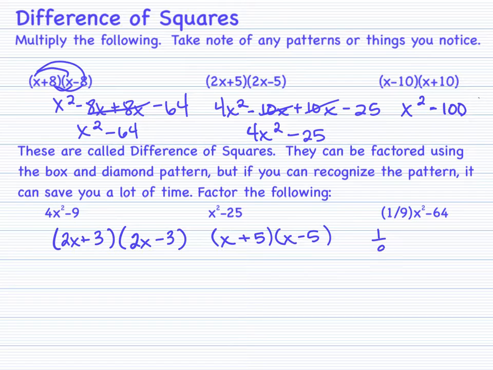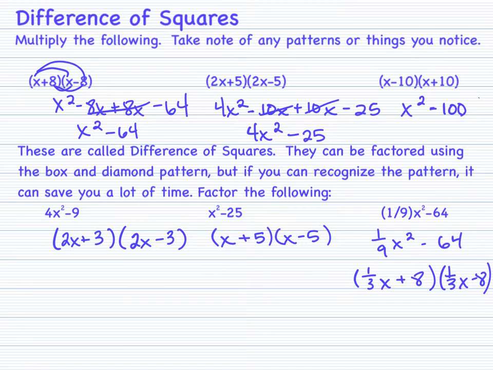This one, I don't like how this is written. I just couldn't type it any other way. 1/9. The square root of 1/9 is 1/3, because 1/3 times 1/3 equals 1/9. The other way to look at that is the square root of 1/9 equals the square root of 1 over the square root of 9. So 1 over 3. Let's get that out of the way. So, there we go. That means we've got 1/3 x, and then the square root of 64 is 8. So plus 8, 1/3 x minus 8.